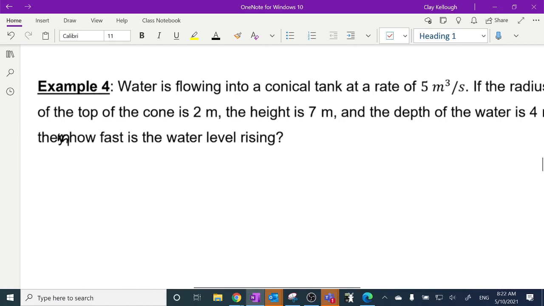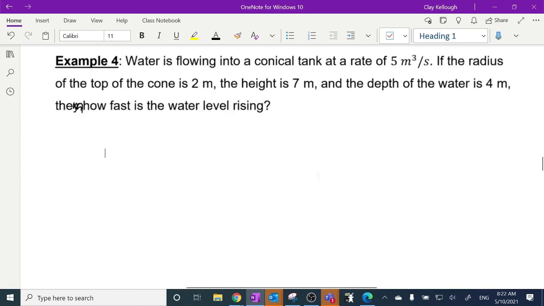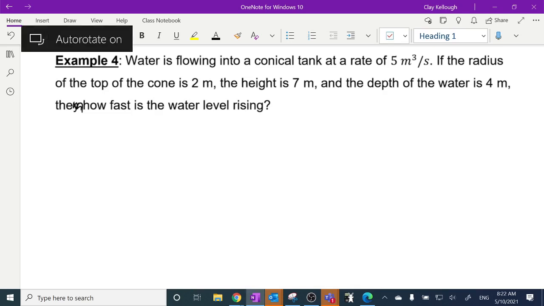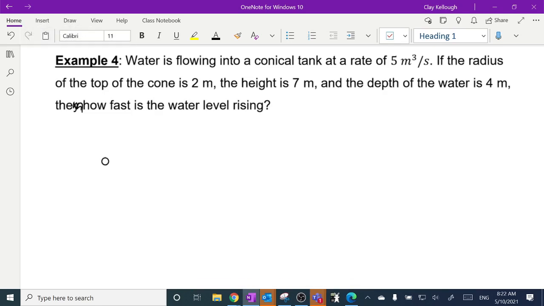So let's see. So here we are. Same example. Water is flowing into a conical tank at a rate of 5 meters per second squared. If the radius at the top of the cone is 2 meters, and oh, I forgot to grab my pen. Hold on. Okay, so the height is 7, and the depth of the water is 4 meters. Then how fast is the water level rising?